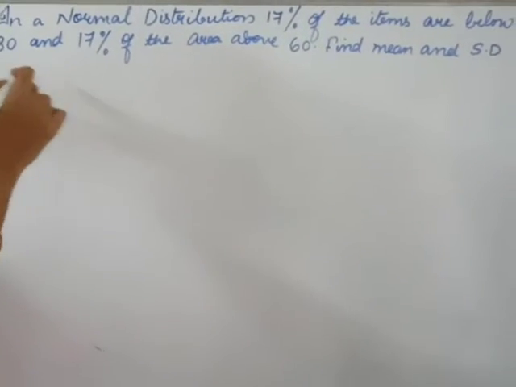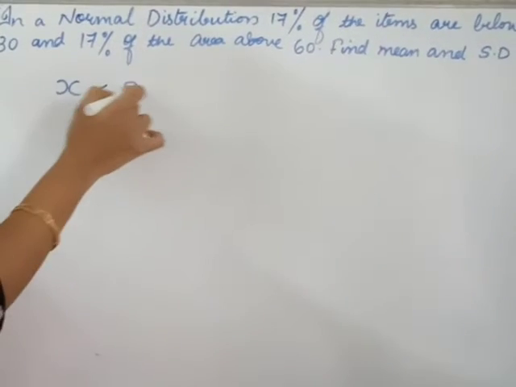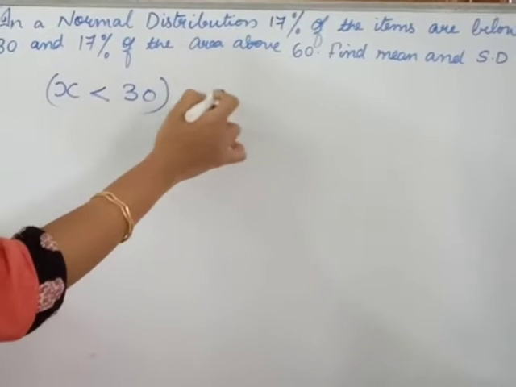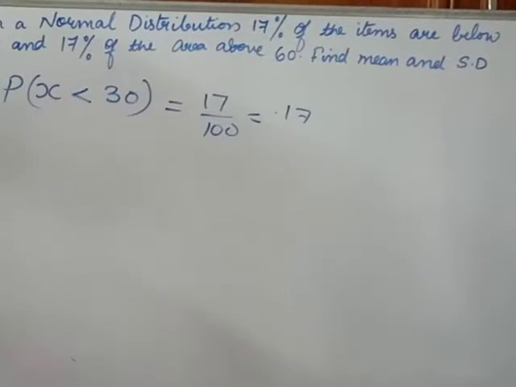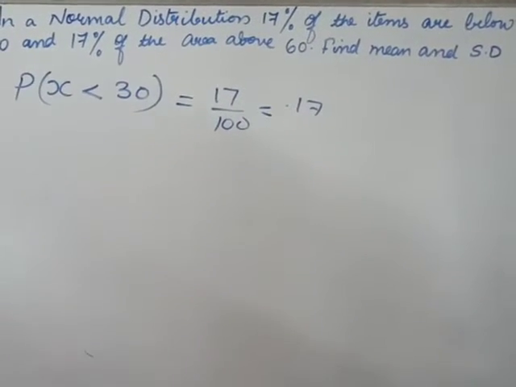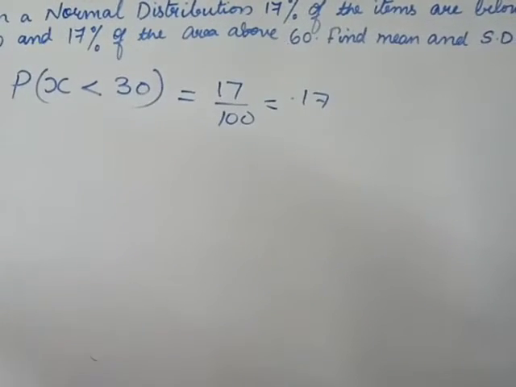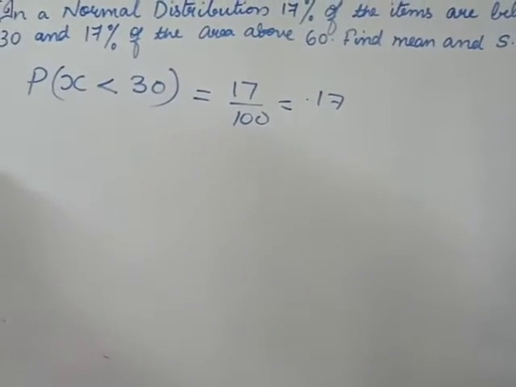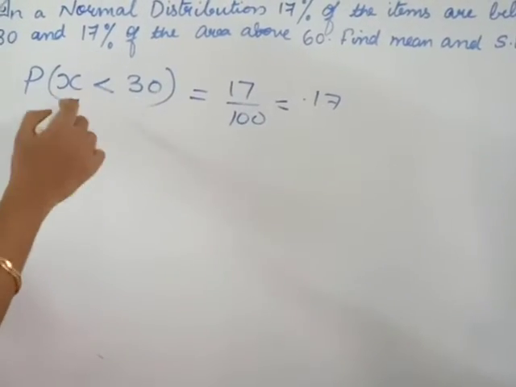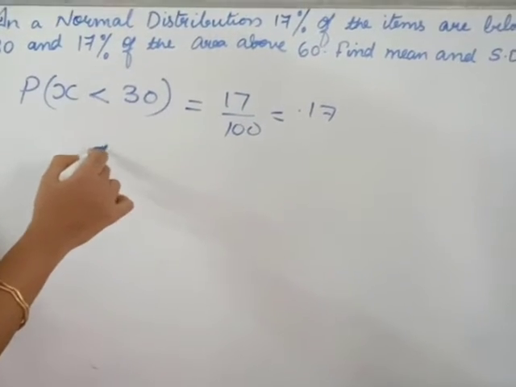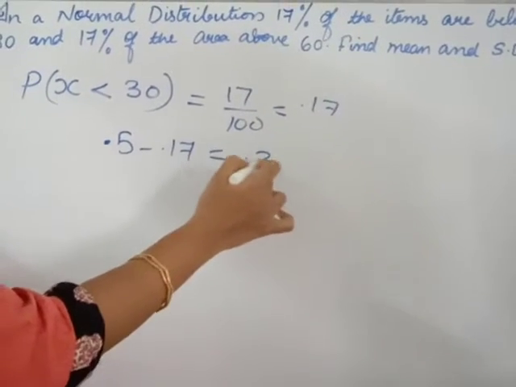That is, the first case, the area they have given is x below. Below means it's less than. X less than 30 is 17 percent. Percentage means it is 0.17. That is your probability given. You don't know the value of your z, that you have to calculate. So, P of x less than 30 is 0.17. That is only one side they have given, right? The other side, how will you calculate? Yes, by subtracting it from 0.5. That is 0.5 minus 0.17, it is 0.33.